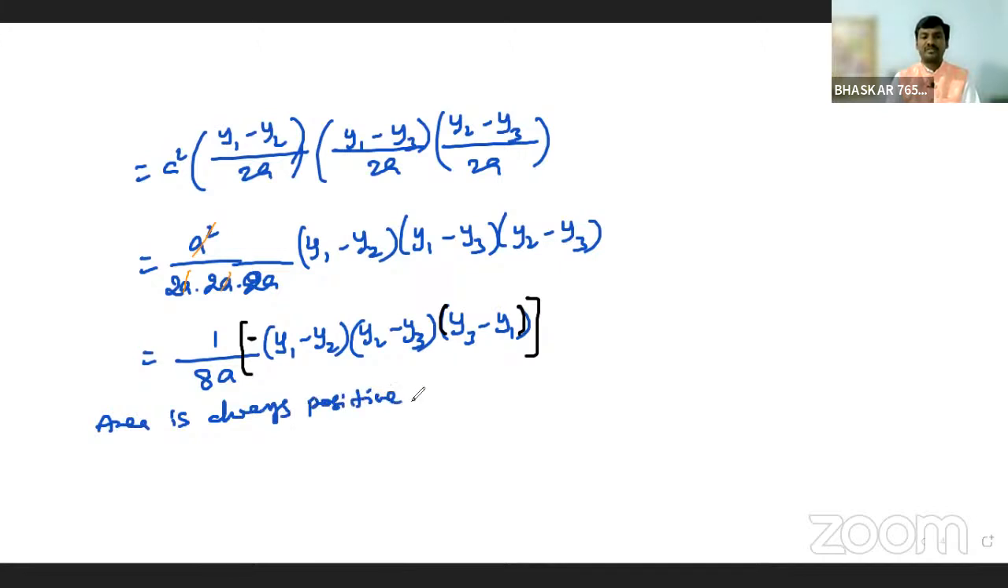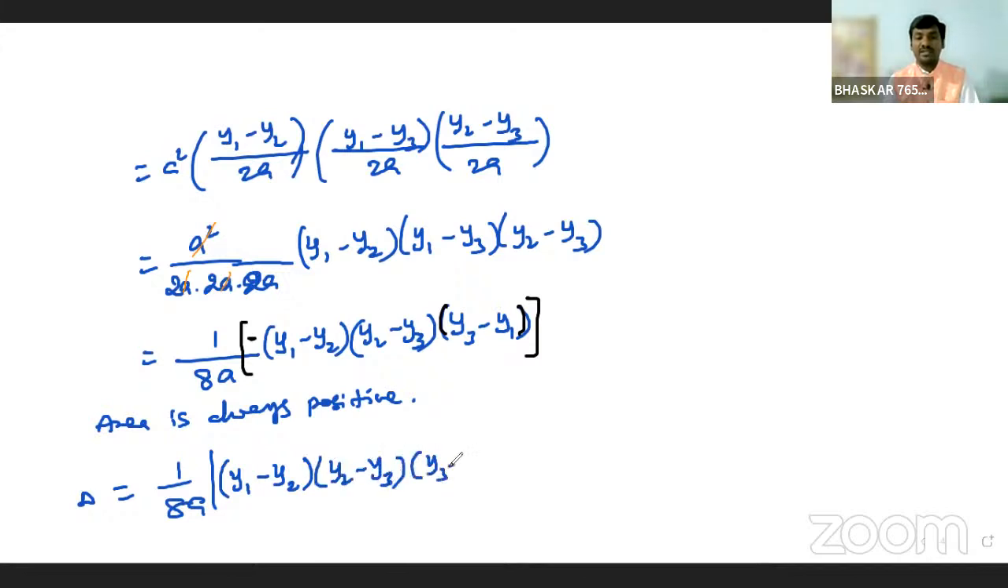Therefore, the required area delta is equal to 1 by 8a into mod of that. That's why we always keep the modulus symbol. We want the answer in the order (y1 minus y2), (y2 minus y3), and (y3 minus y1). This is the required solution, in square units.